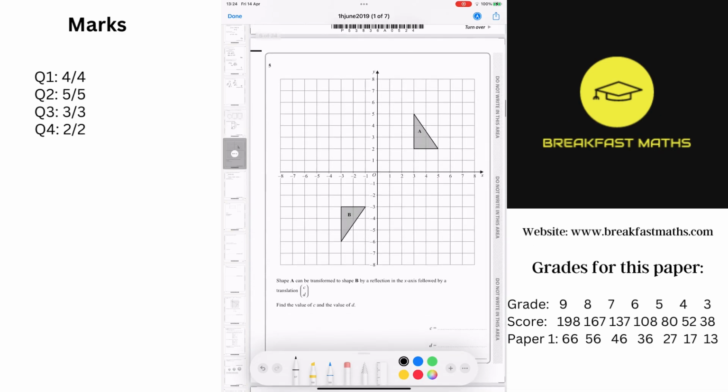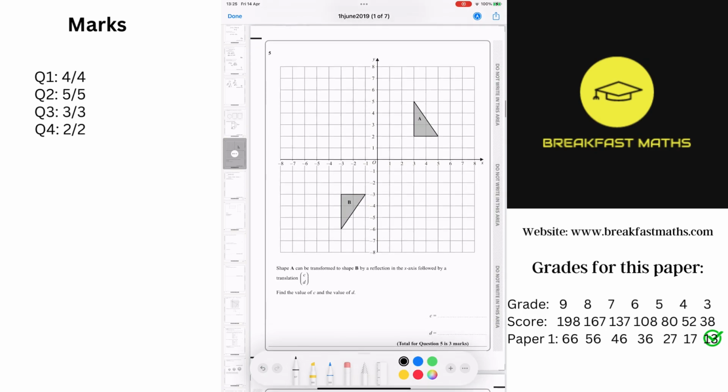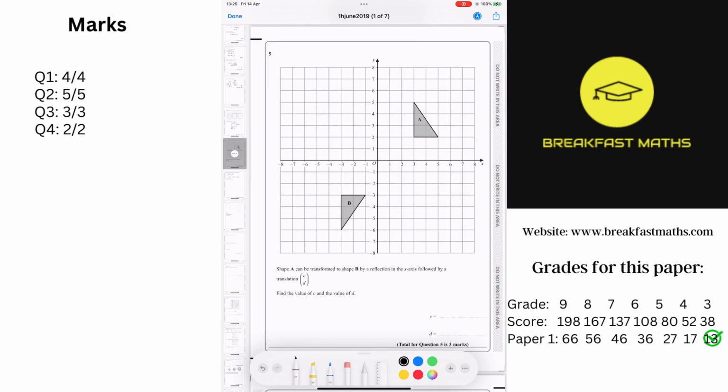Okay, question 5. Shape A can be transformed to B by a reflection and a translation. Okay, so we want to consider this. Find the values of d and c. Okay, so our reflection in the x-axis means it's going to be mirrored up to here. So that's 1, 2, 3. So that's going to be 1, 2, 3. Okay, and then that shape is going to look like that there. Quite funkily. So we then go across from this point 1, 2, 3, 4, 5, 6, and then down 1. So that's going to be 6, minus 1.